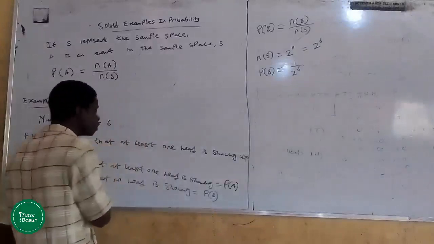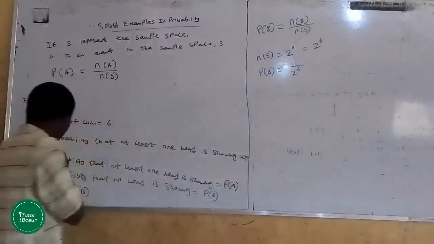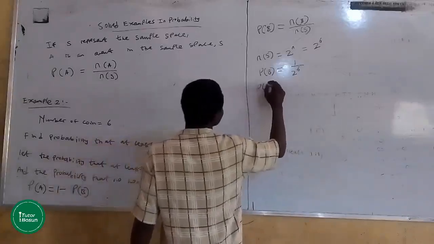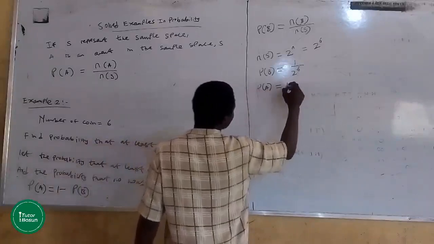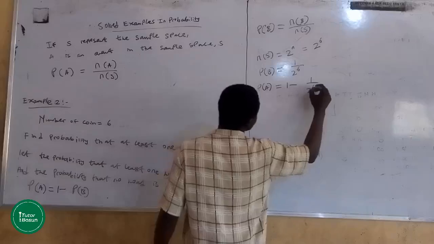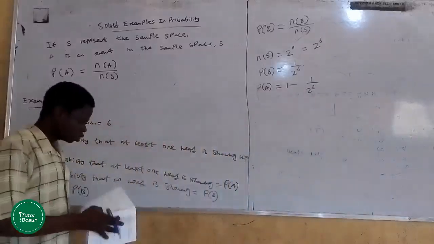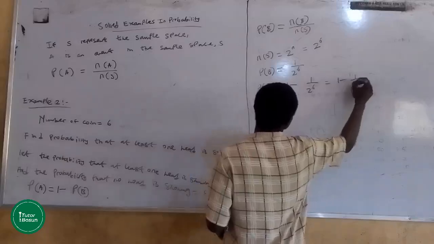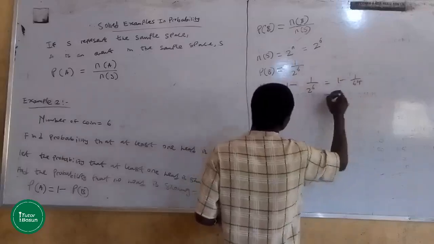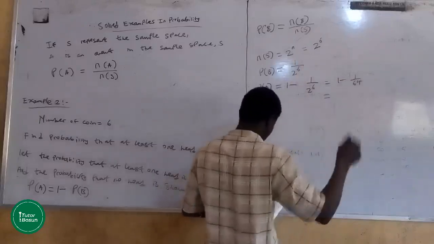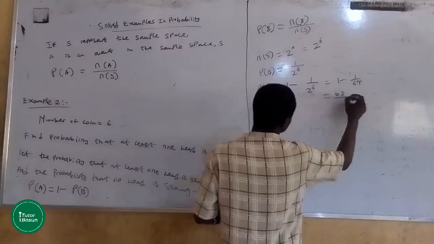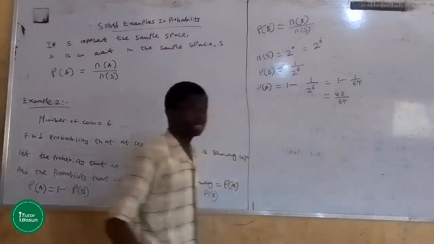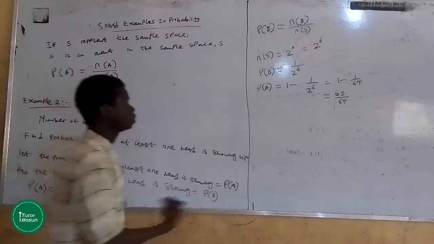So the probability that at least one egg is showing will definitely be what? 1 minus 1 over 2 raised to power 6. And if you do that very well, this will give you 1 minus 1 over 64, because 2 raised to power 6 is 64. And that should give you, in fractional form, 63 over 64. You can also put it in decimal places. And that's the answer to that.